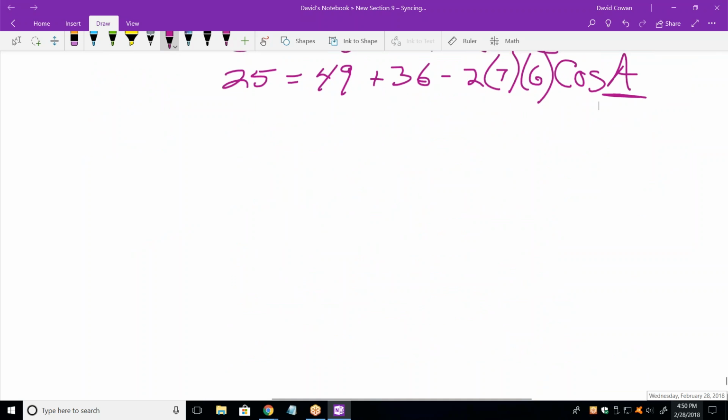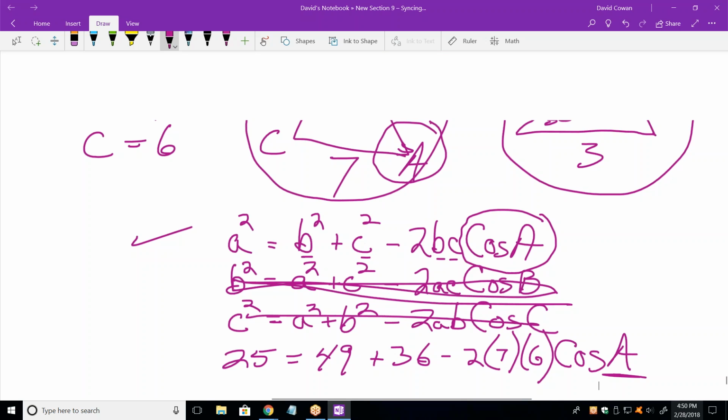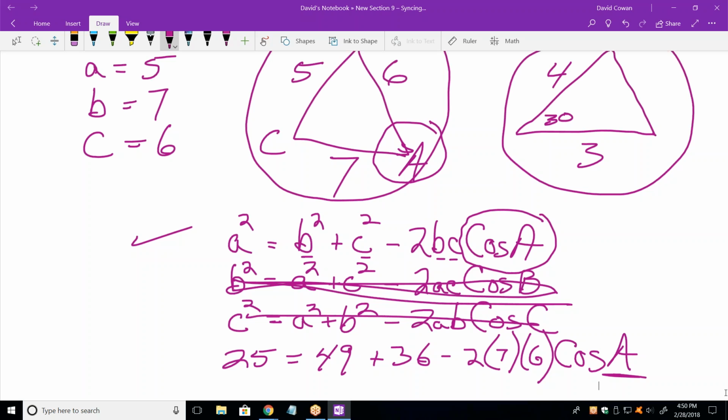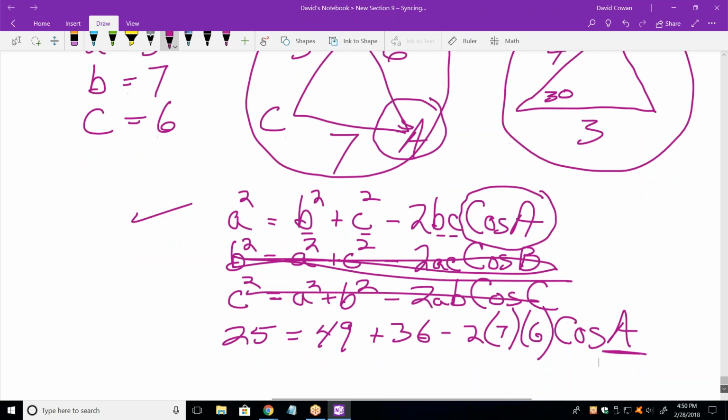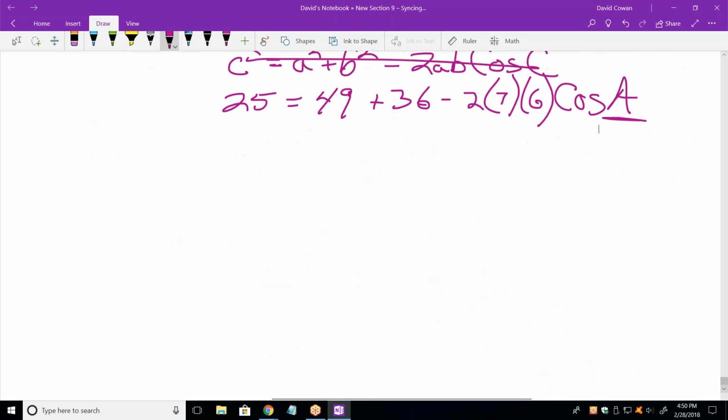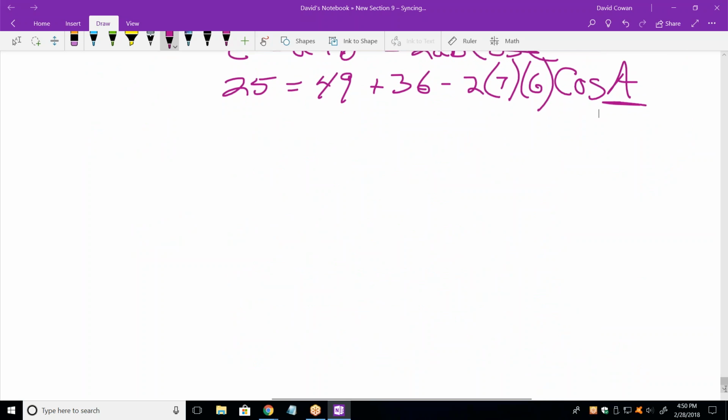Are we just going to set that equal to 0? No, it's not a quadratic. That's what you do to quadratics, but this is not a quadratic. What are we going to do? Before you can solve for A, you have to solve for cosine of A. So this is what I'm trying to isolate.